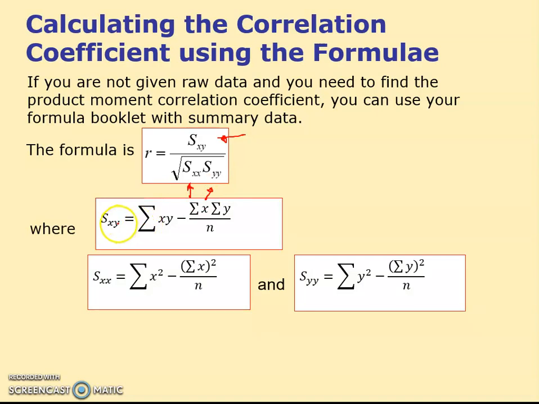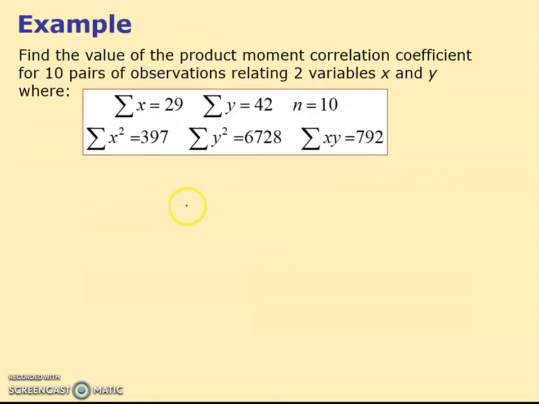There they are. SXY equals sigma XY minus sigma X sigma Y over N. Now, you're probably thinking, well, I don't know what these are either. Well, luckily in the exam, they will tell you what sigma XY is, what sigma X is, and what sigma Y is. Notice this letter, by the way. It's a Greek letter, sigma, which you hopefully have seen before. And they'll tell you what N is. So all of these things can be found. So let's have a look at a question.